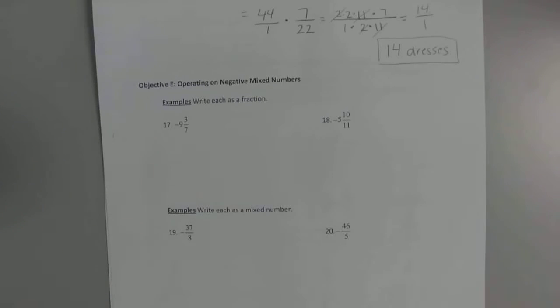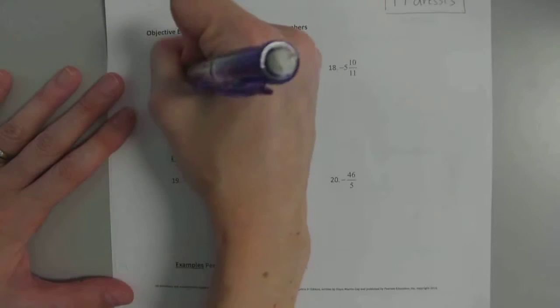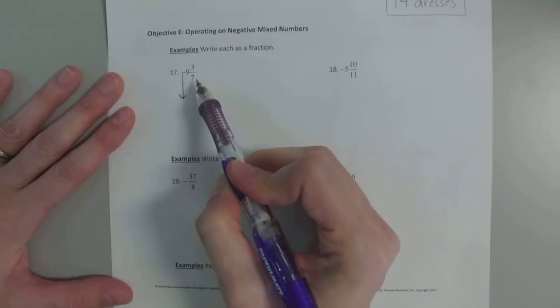This is the last chunk, just making sure we can do everything we've been doing. But what we have to be careful of is it's easy, with these improper fractions and mixed numbers, to want to make the negative part of the initial answer. No, just make your final answer negative. So let the negative hang out as you do the math.